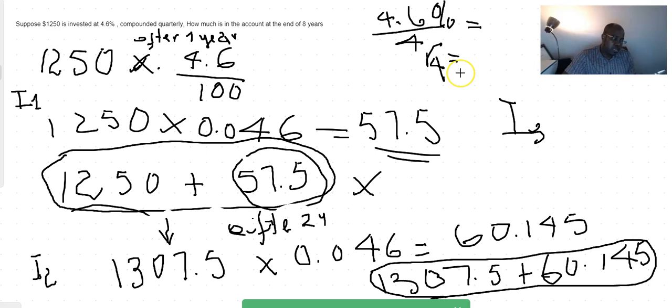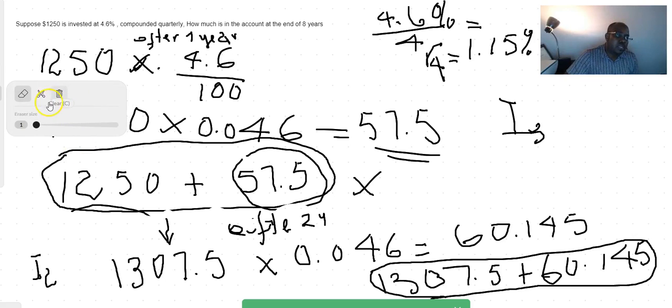So it's gonna be 4.6 divided by 4. So it's gonna be 1.5. This is the interest every 3 months. Understand right now? I'm gonna get my money not every year, every 3 months. So I have to think differently.